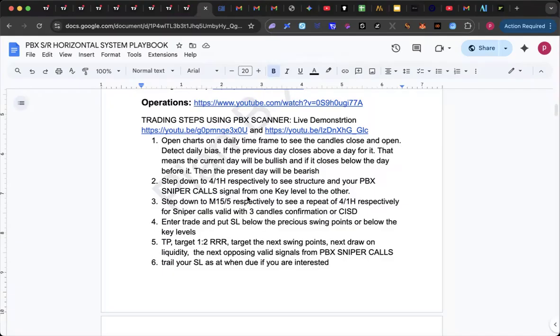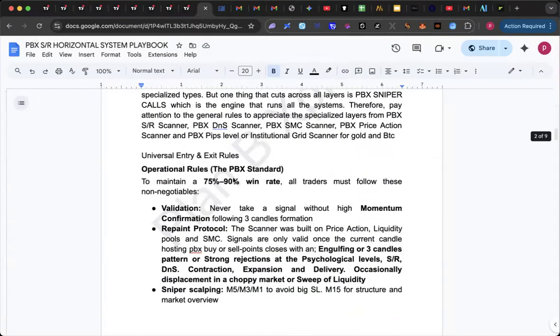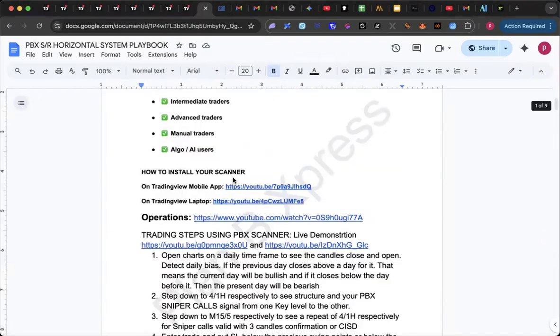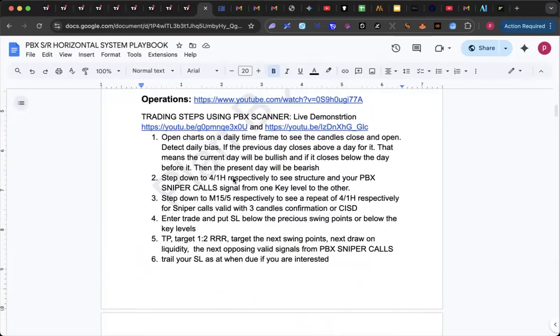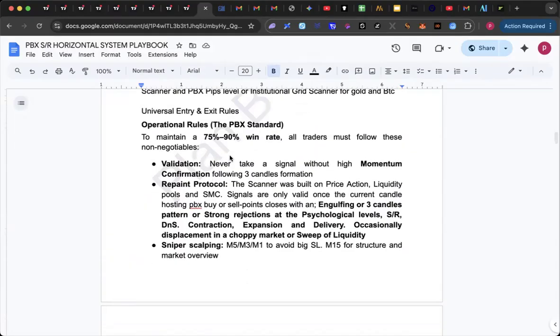Our PBS scanner, see, these are the steps. If you have subscribed, you should have access to this document. It's going to teach you a lot of things. But this is the simple summary of the whole thing. But let me quickly explain something to you on the general rules, repaint protocol.